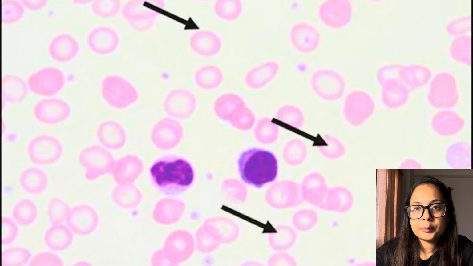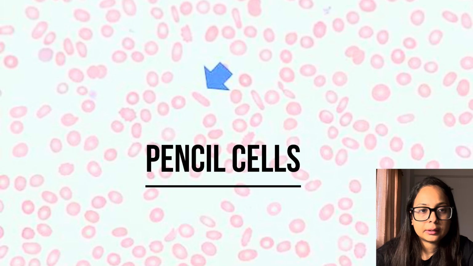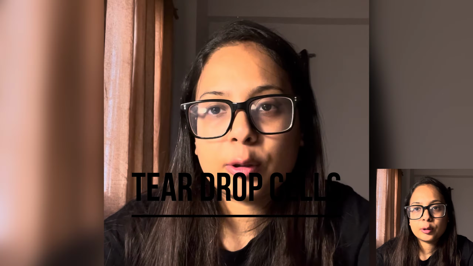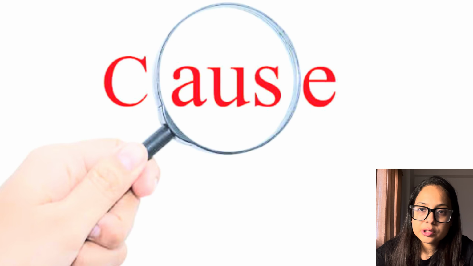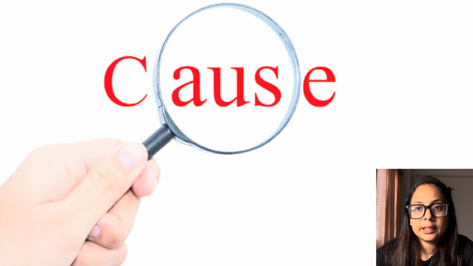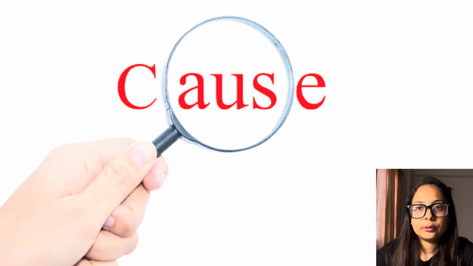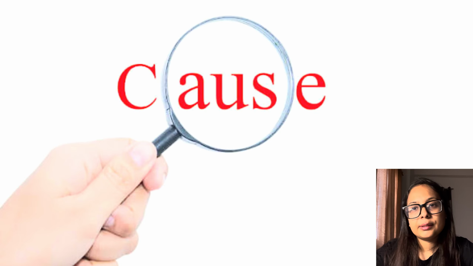In a microcytic hypochromic blood picture on peripheral blood smear, you will see smaller red blood cells than normal, and you will see hypochromic red blood cells along with features like pencil cells, teardrop cells, target cells. So this is your microcytic hypochromic blood picture. Now coming to the causes, the most important cause for microcytic hypochromic anemia, in India especially, is iron deficiency anemia. Other causes include thalassemia, anemia of chronic disease, sideroblastic anemia, lead poisoning. A very simple way to remember this is whenever you see low MCV, please first think of iron deficiency anemia.